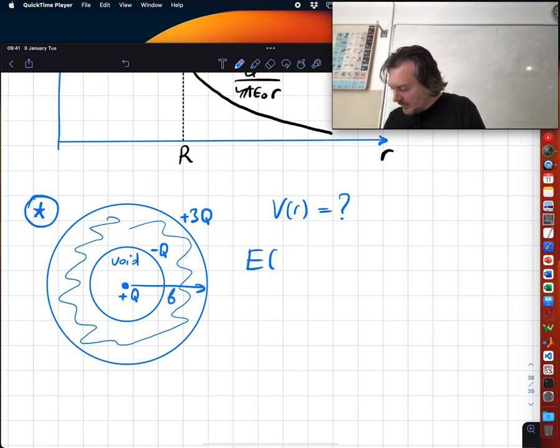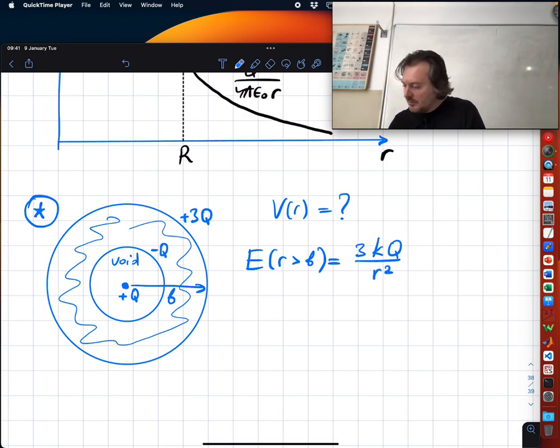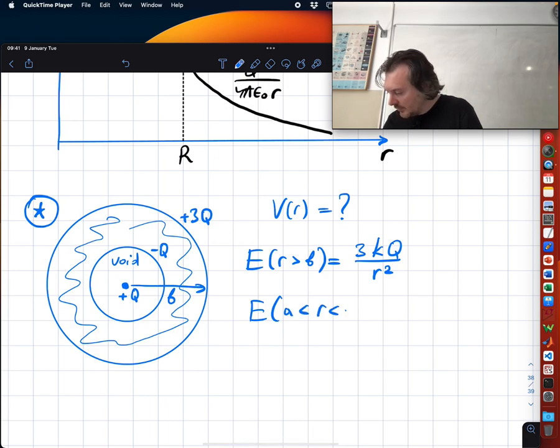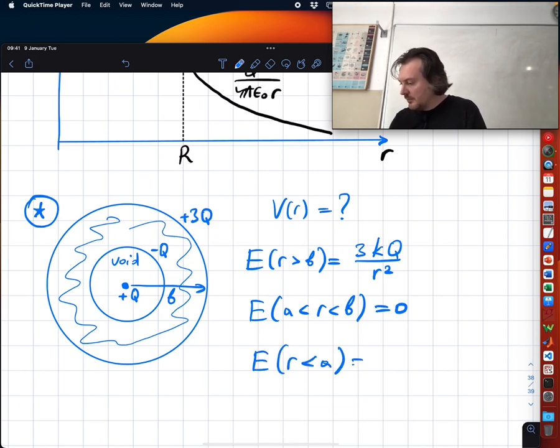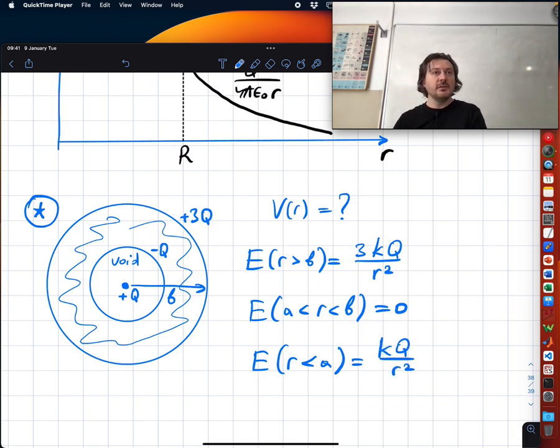Remember, outside we have found that the field was 3kq over r squared. Between, what is it between? 0, very good. And inside, kq over r squared. Do you remember this? We derived this, right? Everybody's with me? Yes?